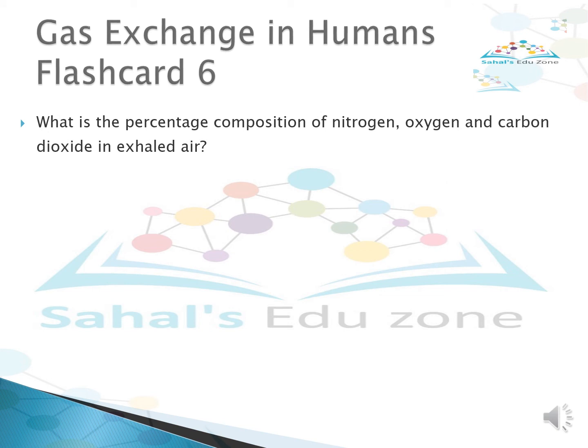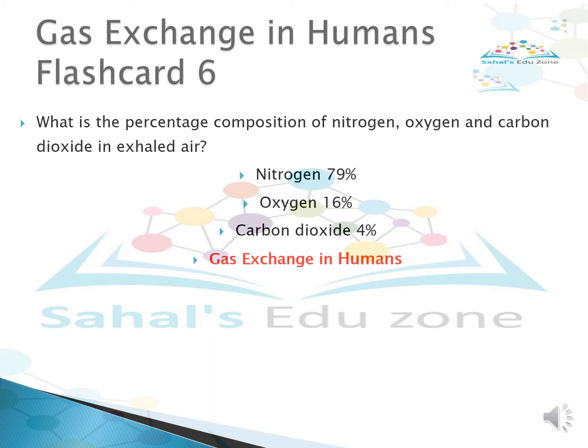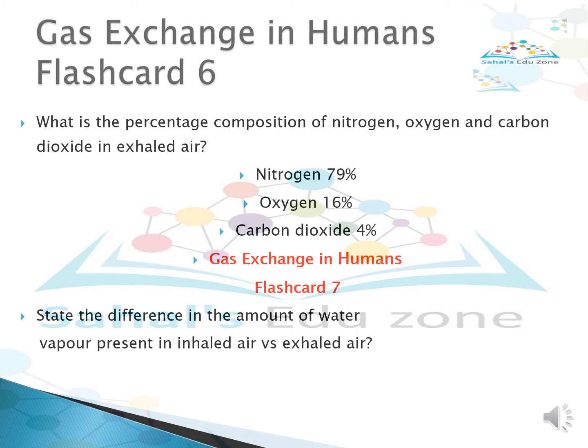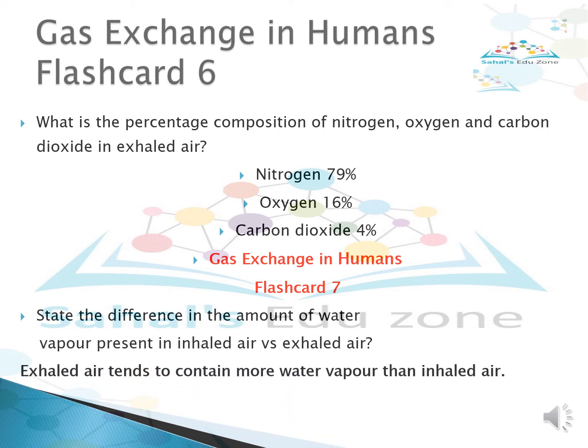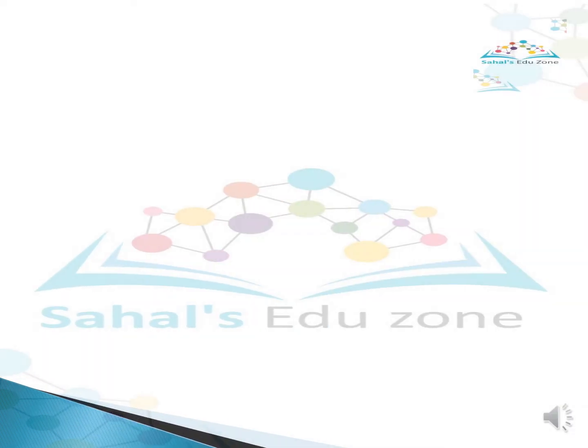Flashcard 6. What is the percentage composition of nitrogen, oxygen and carbon dioxide in exhaled air? Nitrogen 79%, oxygen 16%, carbon dioxide 4%. Flashcard 7. State the difference in the amount of water vapor present in inhaled air versus exhaled air. Exhaled air tends to contain more water vapor than inhaled air.